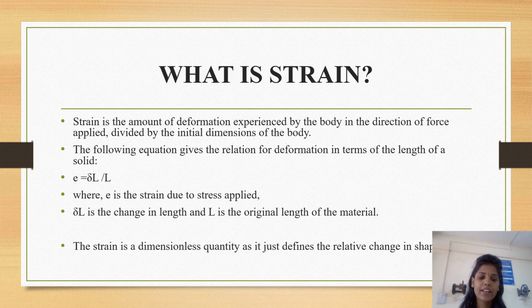The strain is denoted by the symbol small e equal to delta L upon L. Suppose this axial load is applied in the direction of the length. Due to this axial load, the length of the body increases. This increase in length, or change in length, is denoted by the symbol delta L, and L is the original length of the body. Strain has no unit. Strain is a dimensionless quantity as it just defines the relative change in shape, so it has no unit.